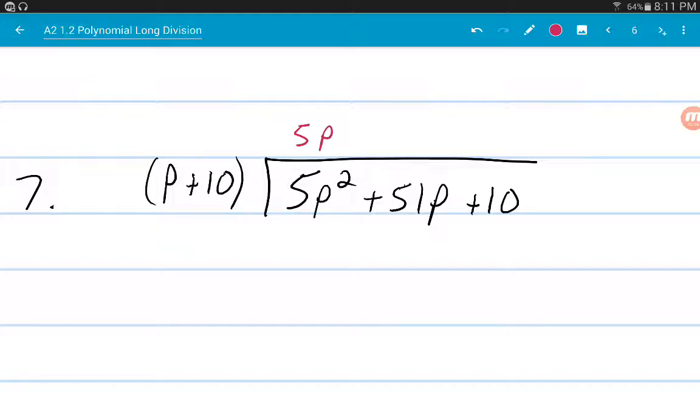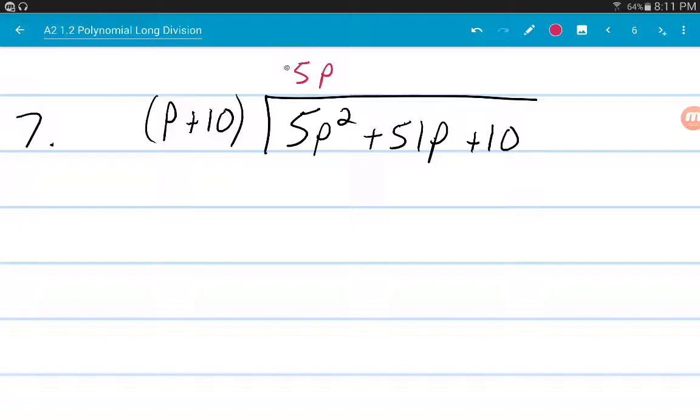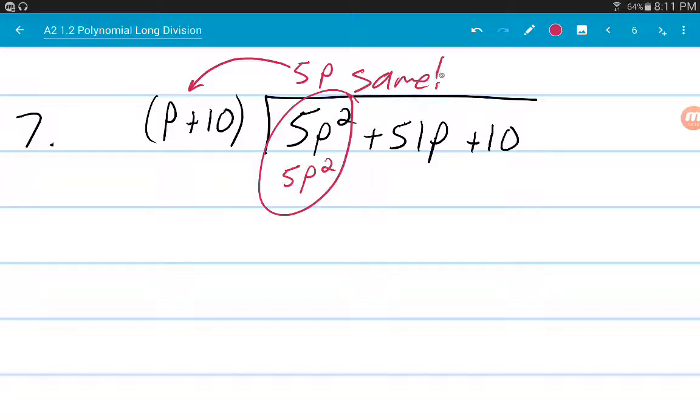If you have trouble with understanding that idea, here's why. What we want is to be able to multiply to check if the division works. So 5p times p is 5p squared. Look at these. They're the same thing. So since they're the same, in our next move they'll be able to cancel out. That's how we know we put the correct thing up top.